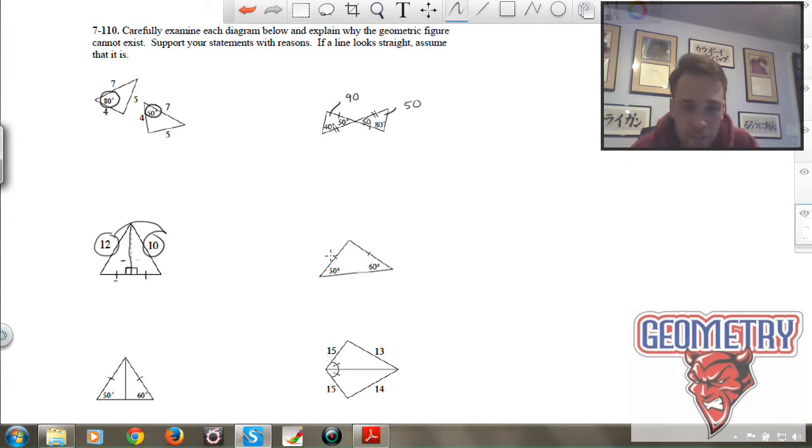In this diagram, these markings tell us that the triangle is isosceles, and if it's isosceles, these base angles should be the same, but they're not. One's 50 and one's 60, so that can't exist. If it's really an isosceles triangle, then those both should be the same.